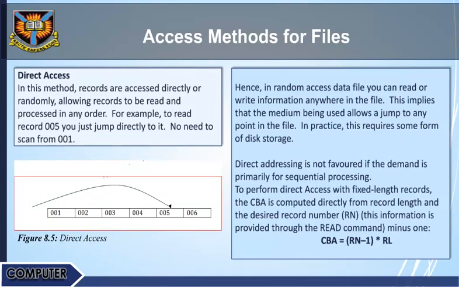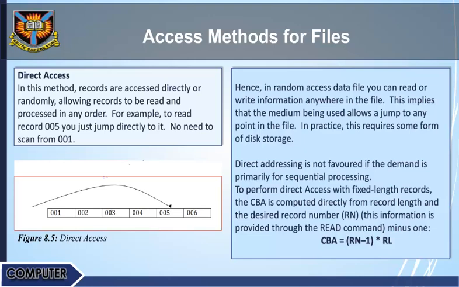Direct access. In this method, records are accessed directly or randomly, allowing records to be read and processed in any order. For example, to read record 005, you just jump directly to it. No need to scan from 001. Hence, in a random access data file, you can read or write information anywhere in the file. This implies that the medium being used allows a jump to any point in the file. In practice, this requires some form of disk storage. Direct addressing is not favored if the demand is primarily for sequential processing.